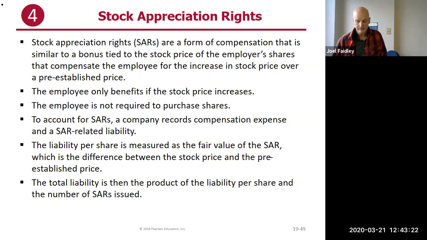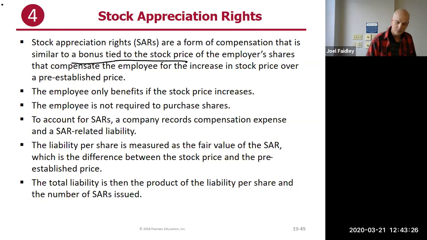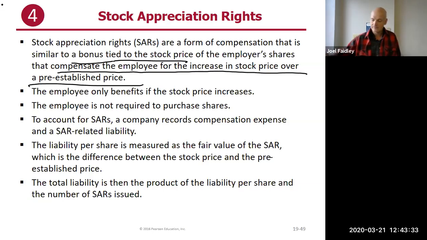Stock appreciation rights. It's kind of like a bonus, as they say here, a bonus tied to the stock price of the employee shares. So they compensate the employee for the increase in stock price over a pre-established price. Very simple, very effective too. If you're giving these stock appreciation rights and the stock is selling for $100 a share and at the end of the year it's up to $110, you're going to get $10 per share, the $10 times however many rights you have. But normally it's not a 1-year thing, it's going to be a 3-year.